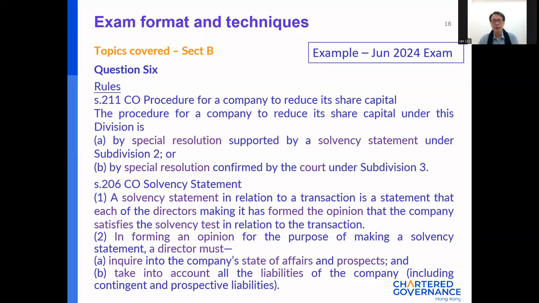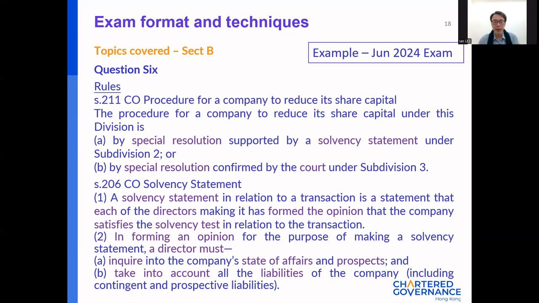If you decide to use the first one, then you need to know what a solvency statement is. That is explained in section 206 of the Companies Ordinance. A solvency statement in relation to a transaction is a statement that each of the directors making it has formed the opinion that the company satisfies the solvency test. Okay, so that's the requirement.